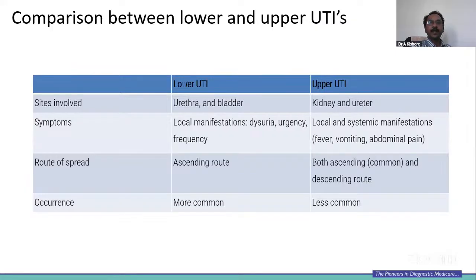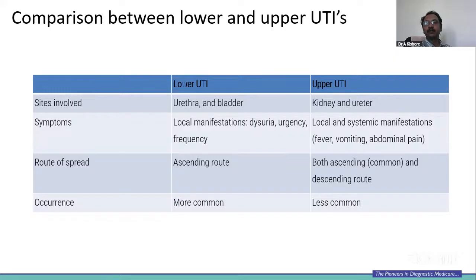So if you compare what a lower urinary tract infection is and what an upper urinary tract infection is, the site involved in lower urinary tract infection is the urethra and bladder, only urethra and bladder. Whereas in the upper urinary tract infection, the infection may be involving the ureter and also the kidney. The symptoms generally seen in lower urinary tract infection are local manifestations: difficulty in passing urine, dysuria, urgency and also frequency of urination.